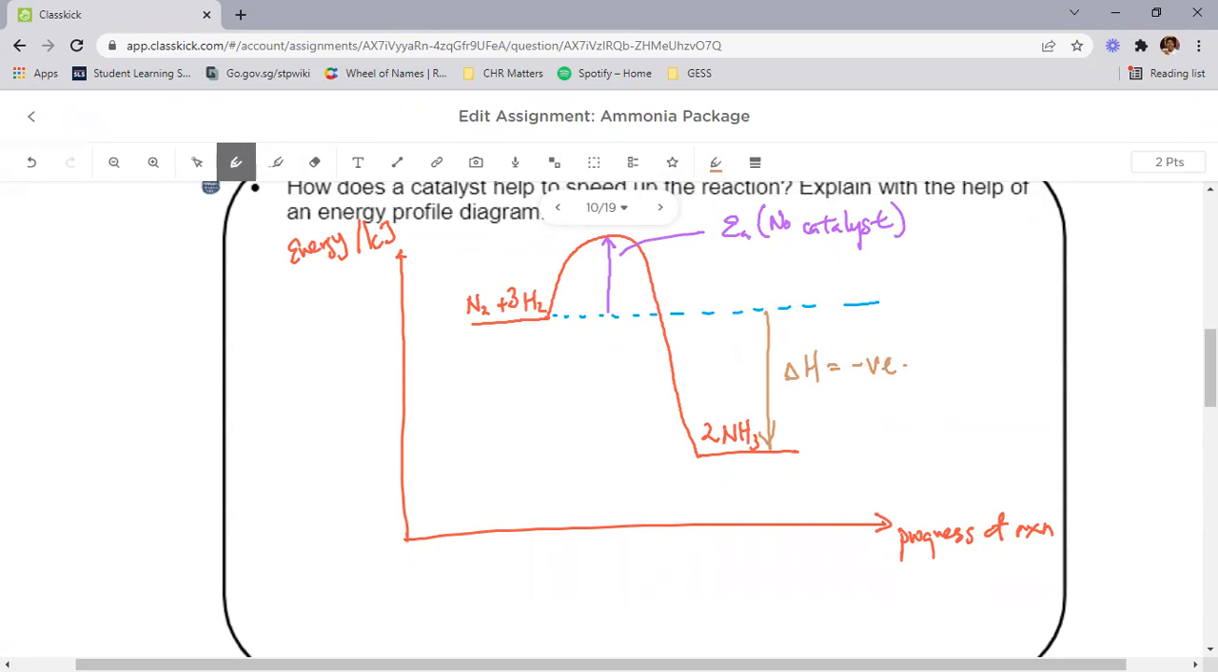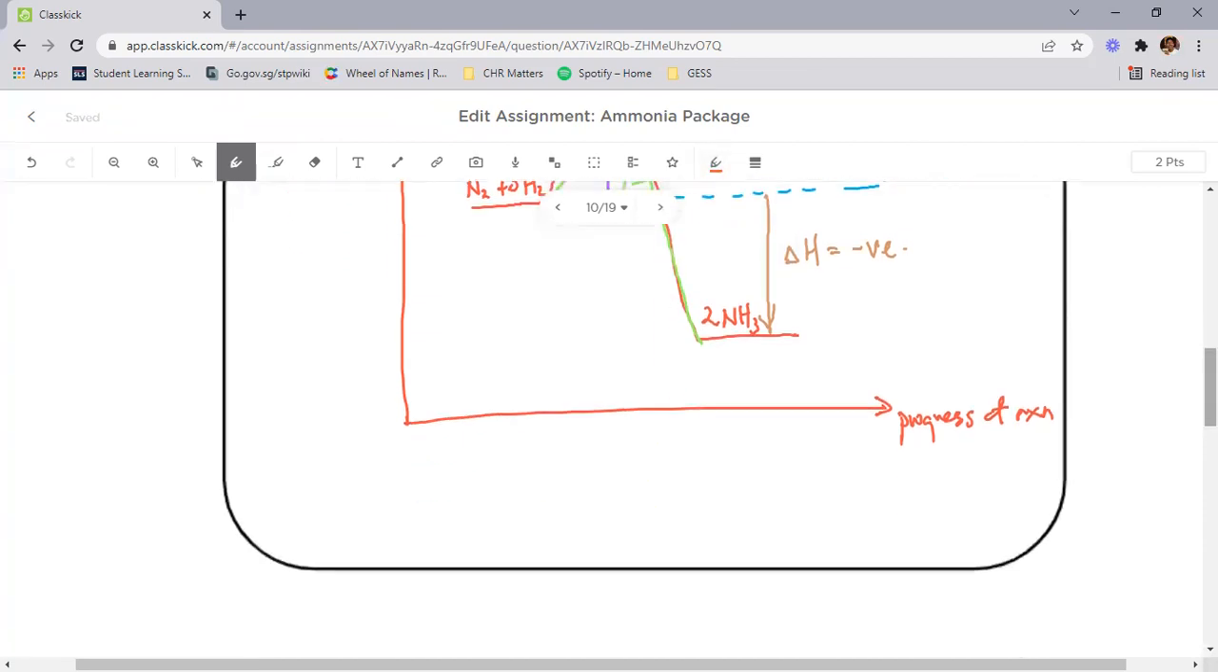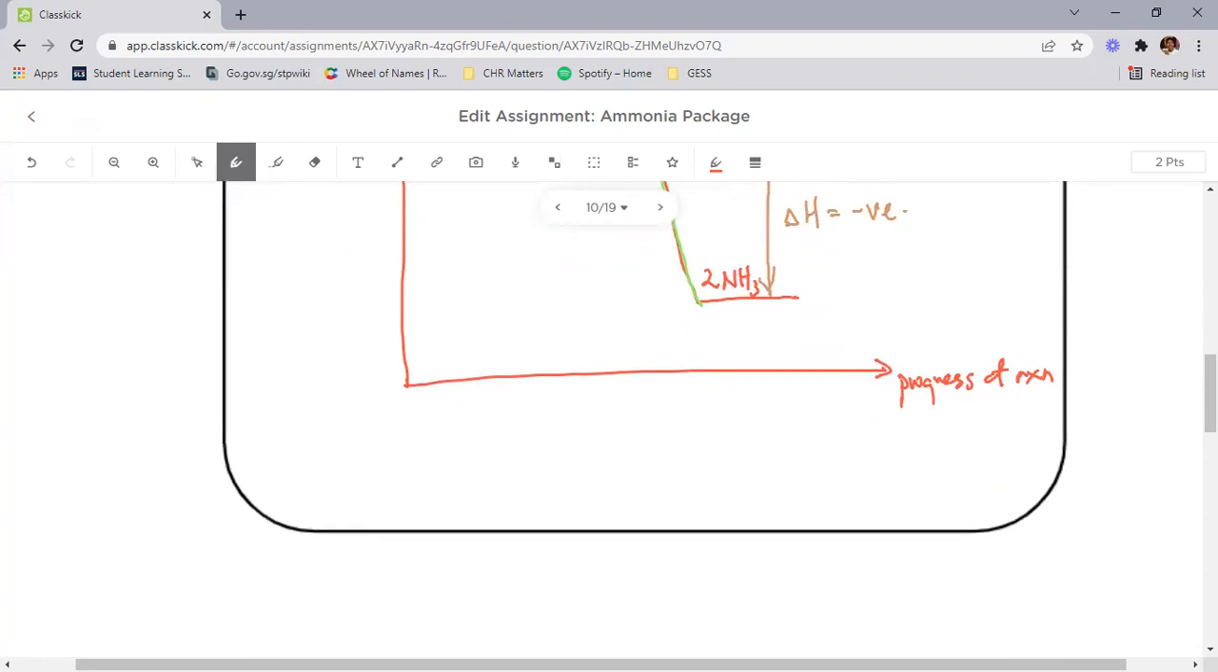Now, if I have a catalyst, how will the diagram look? This is really a quick recap, where you're going to get a hump that's lower. From here to here is the activation energy with catalyst. You realize the energy barrier is lower, so it speeds up your reaction. So how exactly to go about explaining it? The term used is: catalyst increases the speed of reaction by providing an alternative pathway.